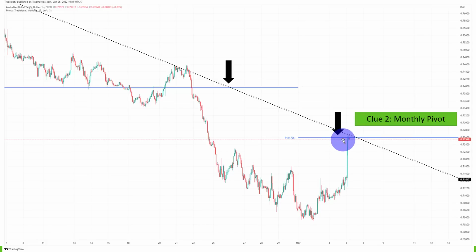Obviously, we have the weekly, the monthly, and the daily. And the higher pivot points often, especially in the long-term time frames, carry way more weight.